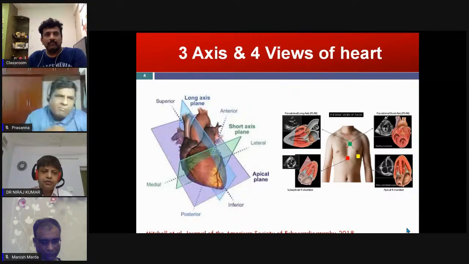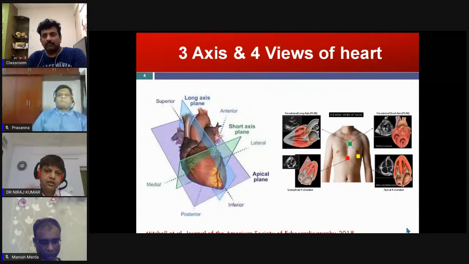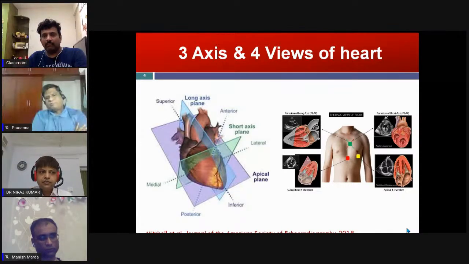So you just have to put your probe and see whether the heart is beating or not beating. First question. The second question, we have to see what is the status of pericardium. Just see is there any pericardial effusion, so that you can diagnose the tamponade effect. Third point, we have to know what is the status of left ventricular function. What is the contractility power.